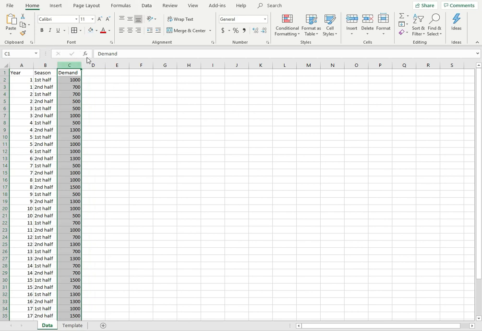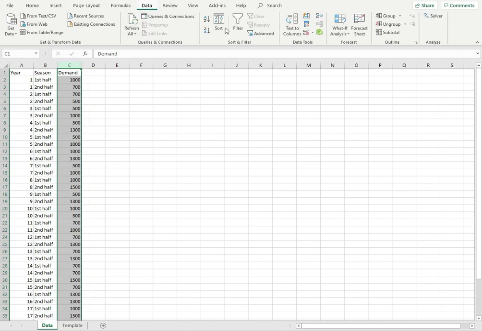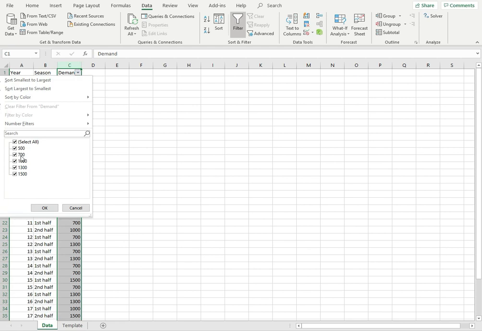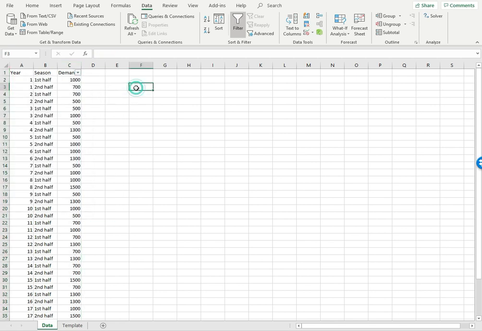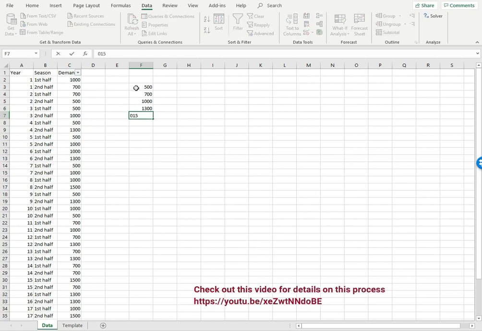Just select this whole column, go to data, use filter, and then you can see the possible outcomes here: 500, 700, 1,000, 1,300, 1,500. Let me write them down. 500, 700, 1,000, 1,300, and 1,500. These are the possible demand outcomes.